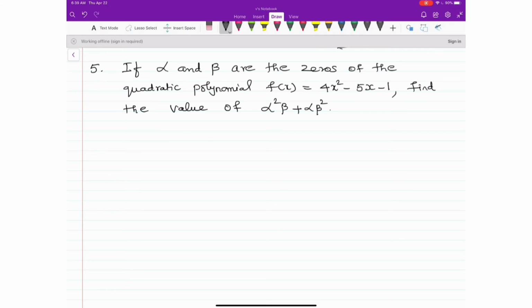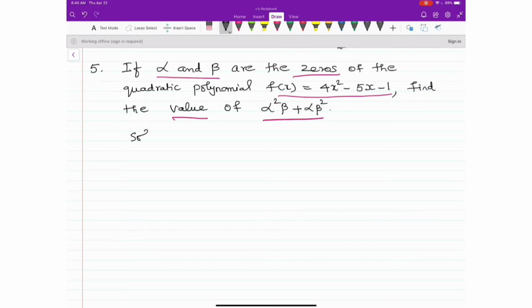Now, fifth question. If alpha and beta are the zeros of the quadratic polynomial f(x) = 4x² − 5x − 1, find the value of alpha² beta + alpha beta². See, everywhere mostly we will be making use of the sum of the zeros and the product of the zeros to get the answer.